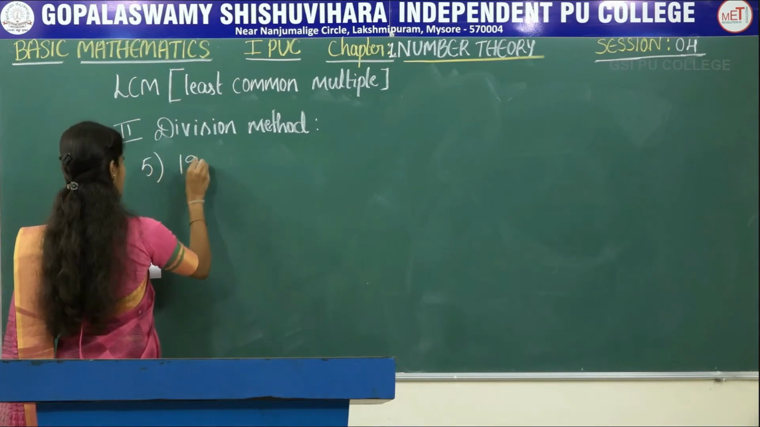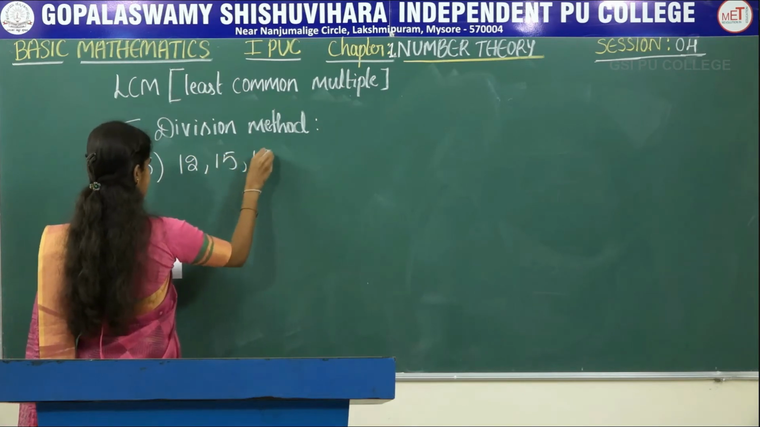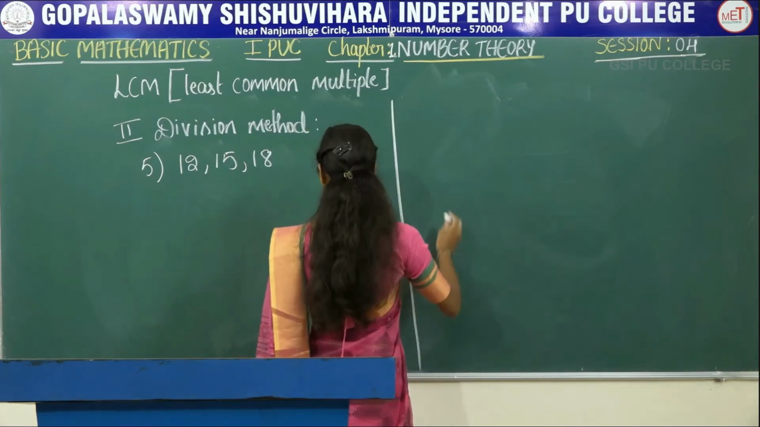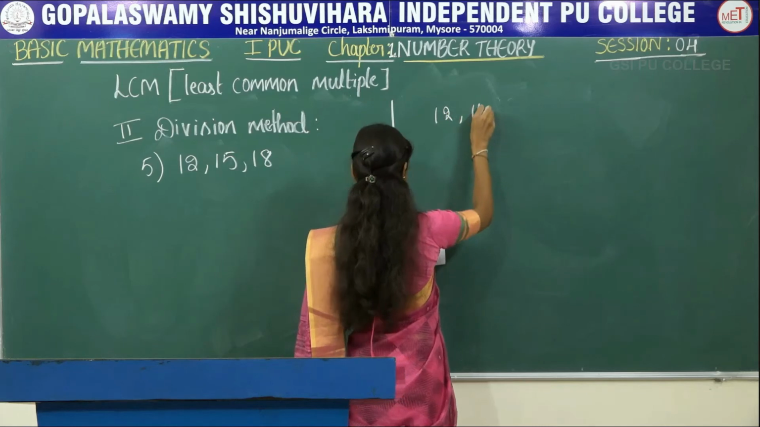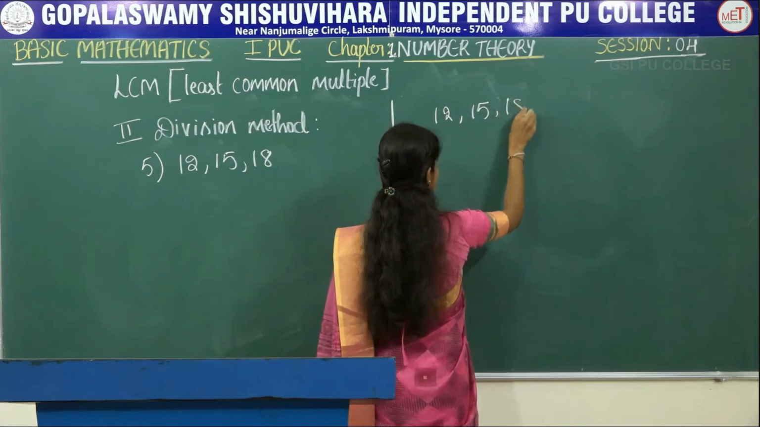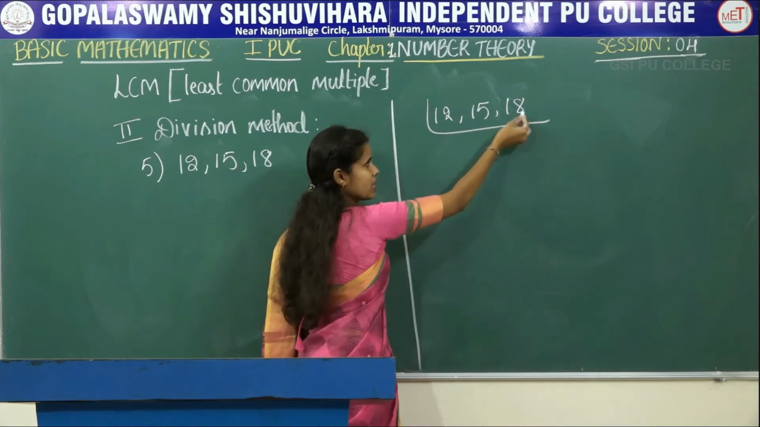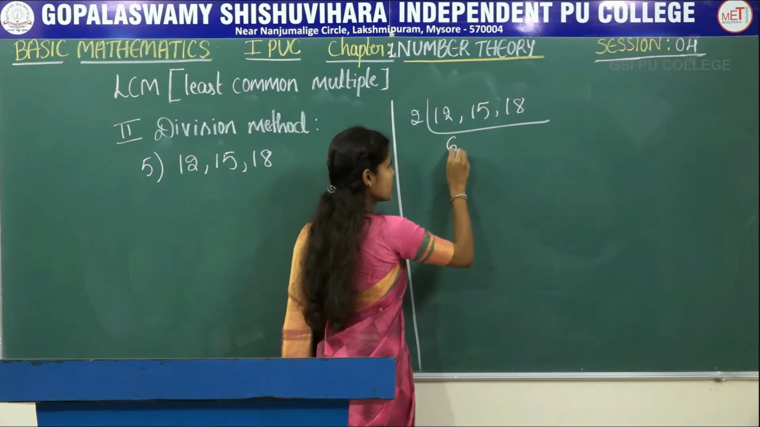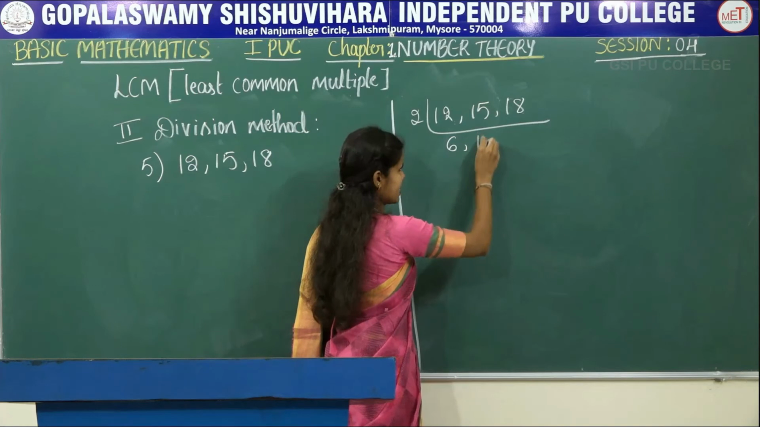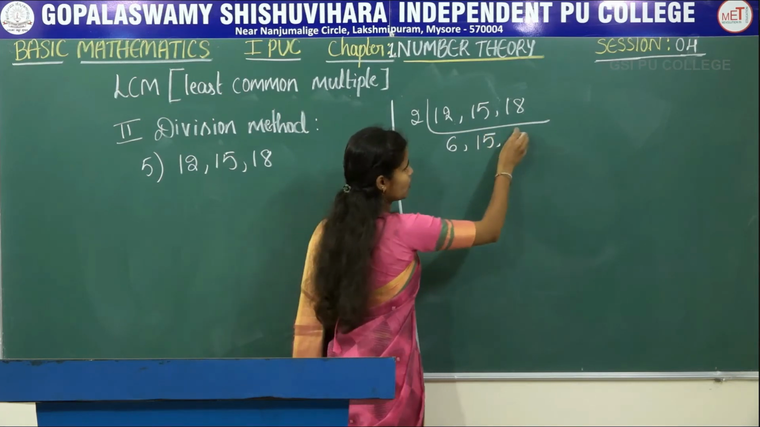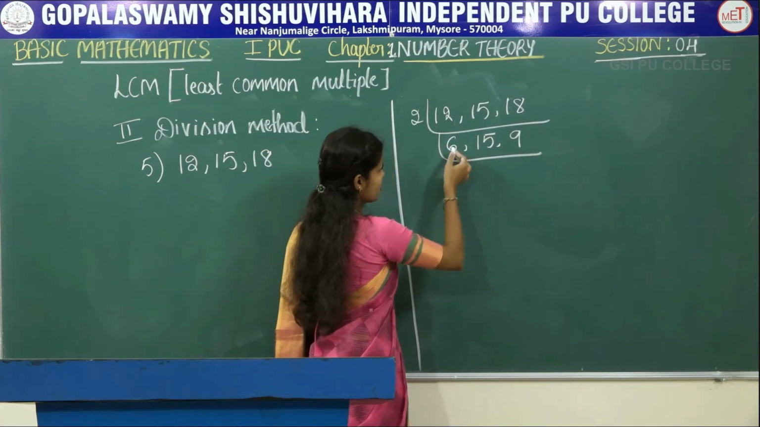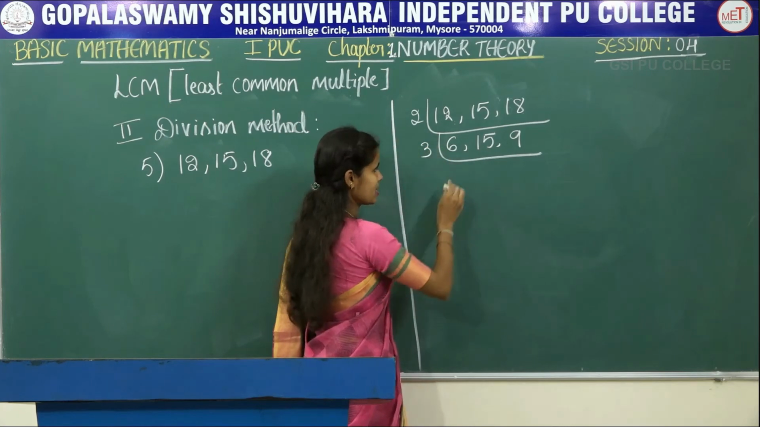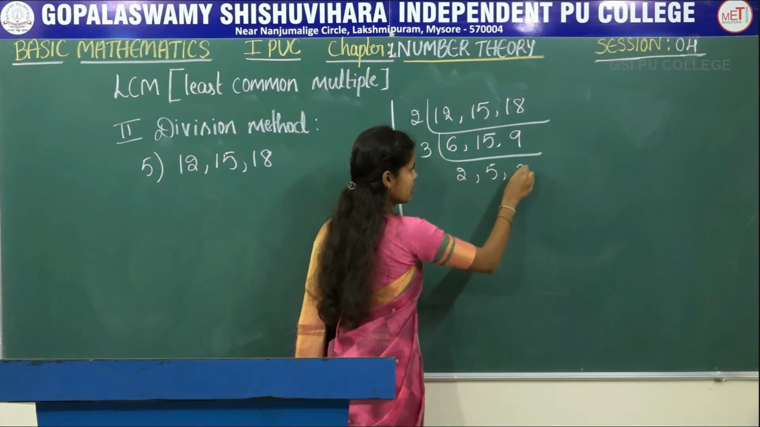Fifth one: 12, 15, 18. Here observe 12 and 18 are even numbers, therefore divisible by 2. So consider 2: 2 6s are 12, but 15 is not divisible by 2, so write it as it is. Next 2 9s are 18. So next 6, 15, 9 are exactly divisible by 3. So I consider the next prime number, 3. 3 2s are 6, 3 5s are 15, 3 3s are 9.